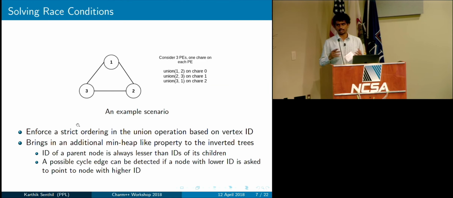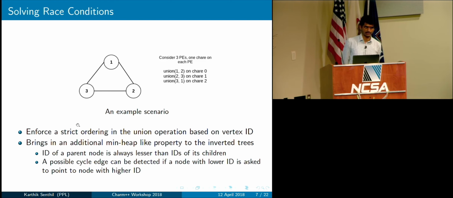Consider the scenario graph given here. You have 3 vertices, 3 edges, distributed symmetrically across 3 chares and 3 different PEs. When these edges are processed at the same time, say at time step 0, the symmetric nature of these edges is going to lead to a formation of a cycle in the tree that you're constructing. So in order to prevent this sort of a race condition, we enforce a strict ordering in the union operation, say based on the vertex ID.